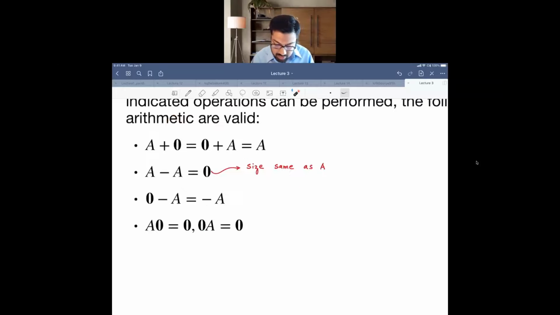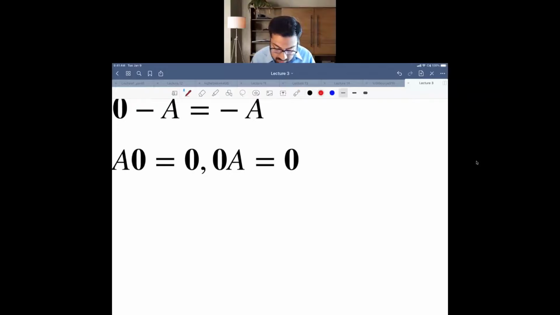So for example, let me take a look here. Let's consider this particular law here. So we have 0 matrix multiplied by A. What can we say about the size of the matrix? So suppose A is m by n, right? So if A is m by n, let me write down the size here, m by n, m rows and n columns. What can we say about the limitation on the zero matrix?